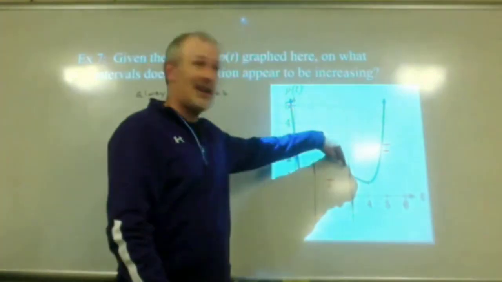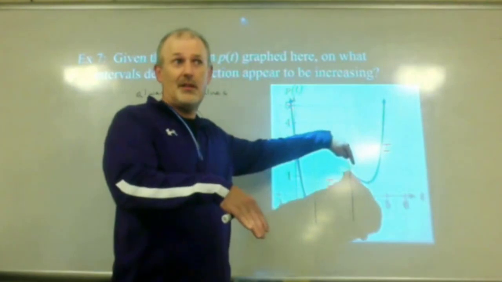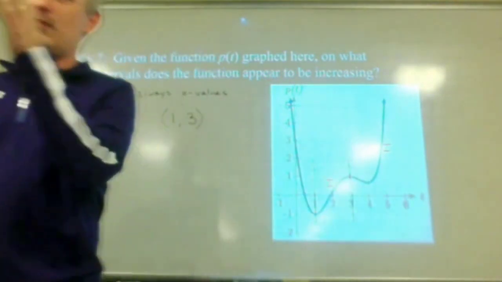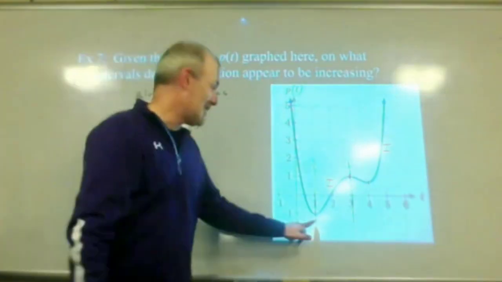And right here, it's not increasing or decreasing. It's switching from increasing to decreasing. So it's kind of like 0, and maybe you've never thought about this before, but 0 is not a positive or a negative number. It is the boundary between the negative and the positive numbers. Does that make sense?